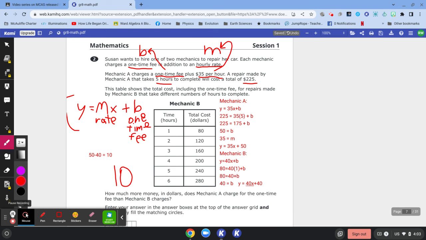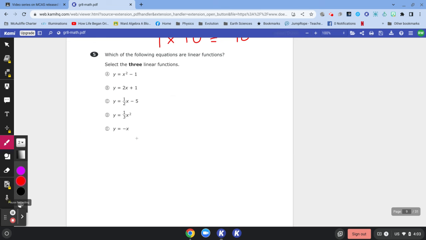Now let's go check out another linear one. I think I'm going to go down to number 5 now. Okay, number 5 is a different kind of question about linear functions. It's asking which of these are linear functions.